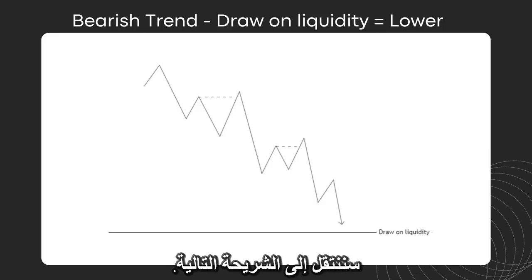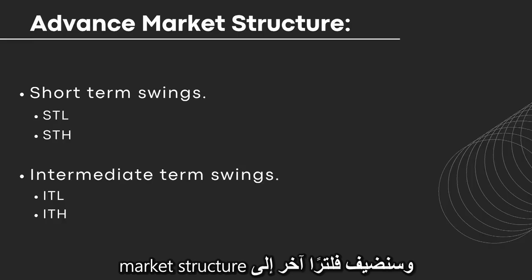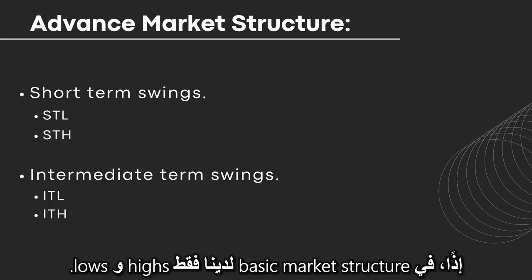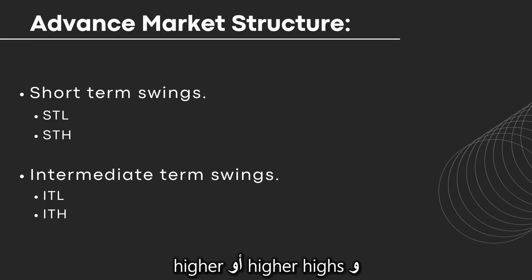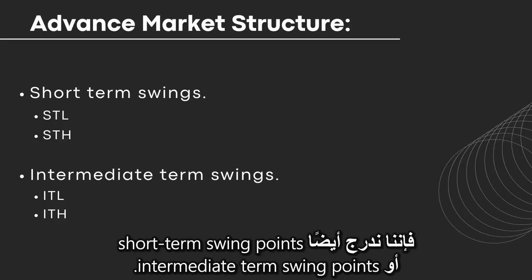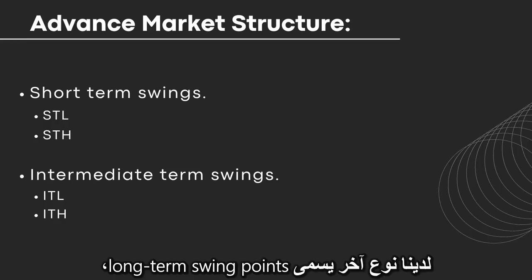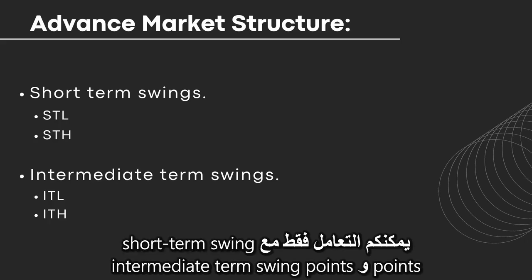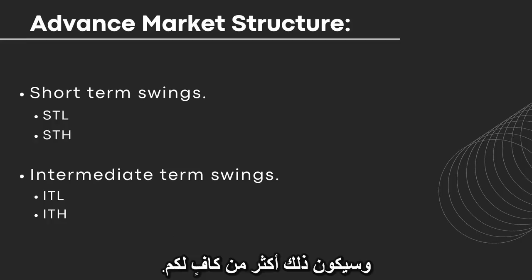Now we're going to move on to the next slide, and we're going to add another filter to market structure, and we're going to make it even more advanced, right? So in basic market structure, we only have highs and lows, right? And higher highs or higher lows, or lower highs or lower lows, right? But when it comes to advanced market structure, we also include short-term swing points or intermediate-term swing points. We have another one which is called long-term swing points, but that's not a topic for now. You can only deal with the short-term swing points and intermediate-term swing points, and that would be more than enough for you.